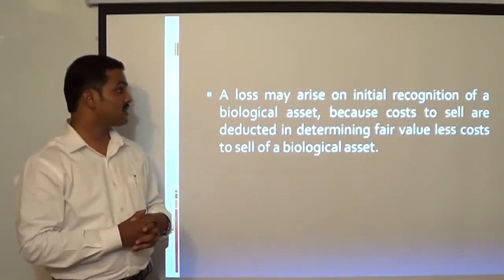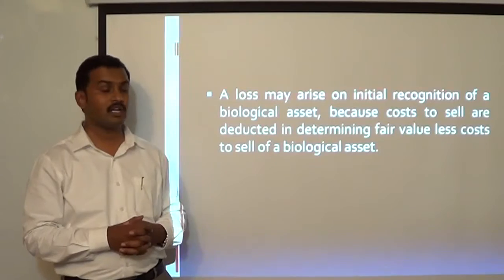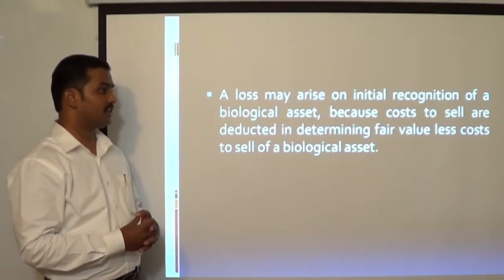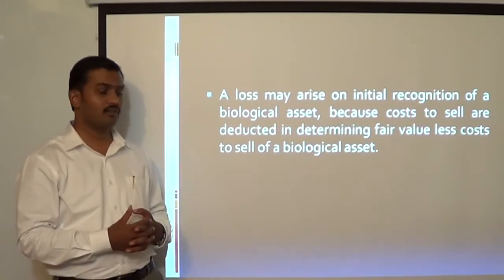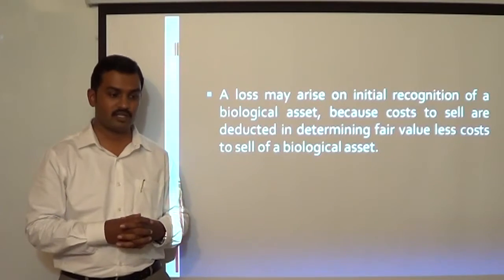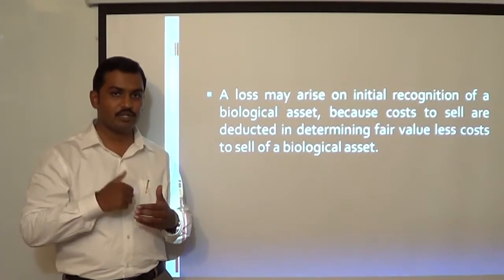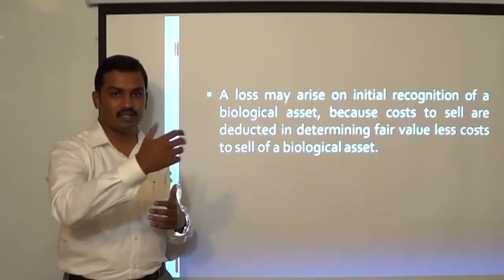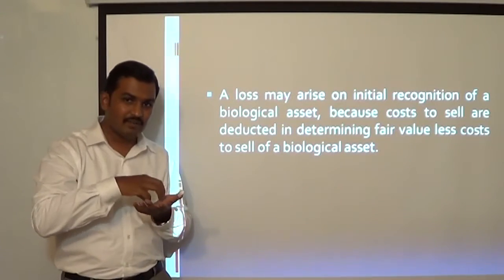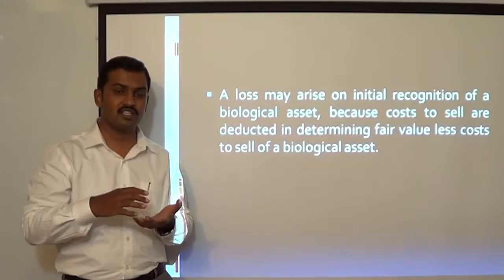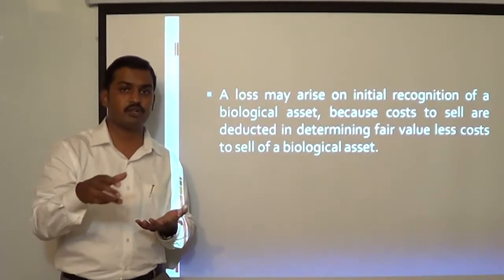Now, a loss sometimes may arise on initial recognition of a biological asset because cost to sell are deducted in determining fair value less cost to sell of a biological asset. It's a very simple point to understand. When I buy a biological asset, normally the rule is I will be buying them at fair value. But can I recognize them at purchase cost? The answer is no. The standard says initially recognized at fair value less cost to sell.